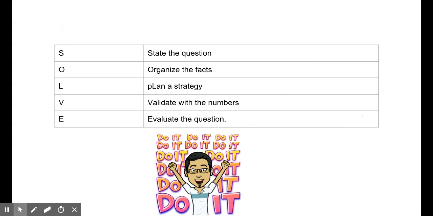The strategy for SOLVE, which is an acronym that should be easy to memorize once you eventually get through it a couple dozen times, is: state the question, organize the facts, plan a strategy, validate with the numbers, and evaluate the question. So once again, this is the gist of the SOLVE strategy, and we're going to break down each step one video at a time.